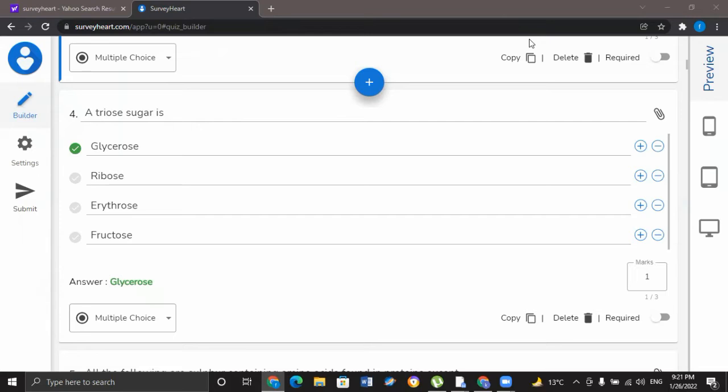trioaldose. And if we talk about ketoses, DHAP is a good example. Ribose is a pentose sugar, erythrose is a tetrose sugar, and fructose is also included in hexoketose, okay ji. So the correct option for MCQ number 4 is A, glycerol.